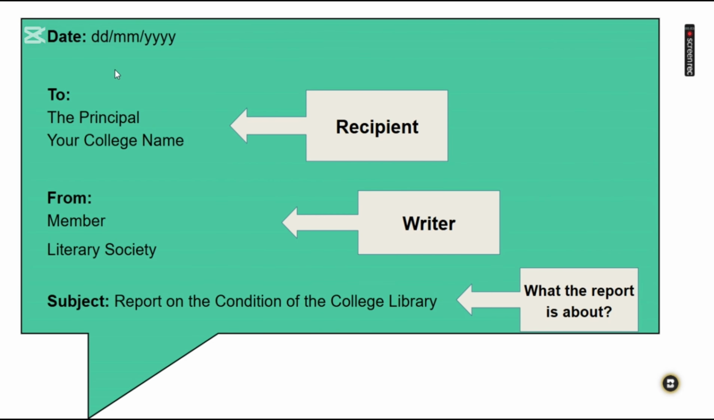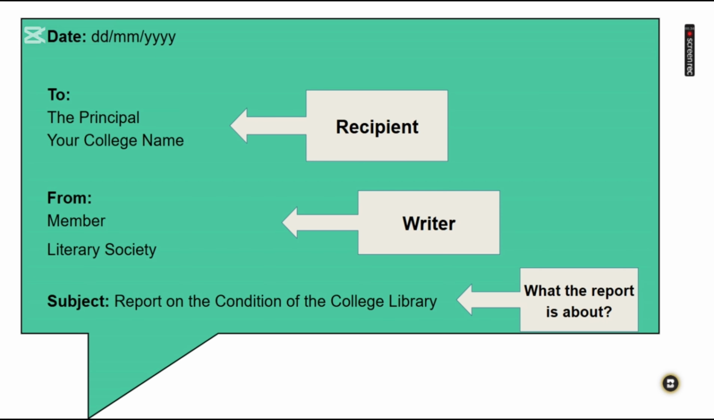First of all, you have the date. Then you have the recipient, to whom the report is addressed. Is it the principal, the manager, or the teacher? Then comes the writer's name or the designation, the name of a person writing the report. So if you are writing a report for library, then you will have to address yourself as the member of literary society.